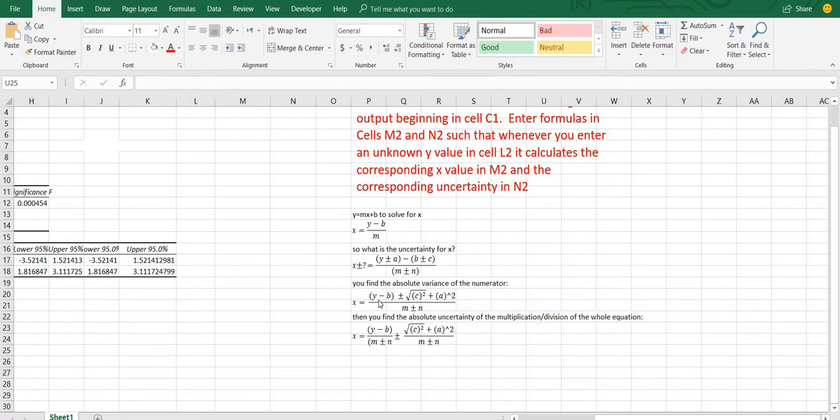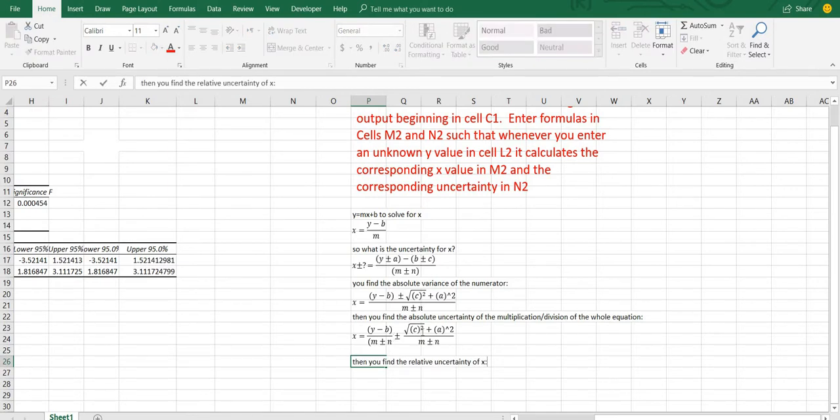So as you see, I divided y minus b over m plus 1. And for these uncertainties, I just made up random letters. And for the numerator, I also divided it by m plus 1, plus or minus 1. Our next step is to find the relative uncertainty of x.